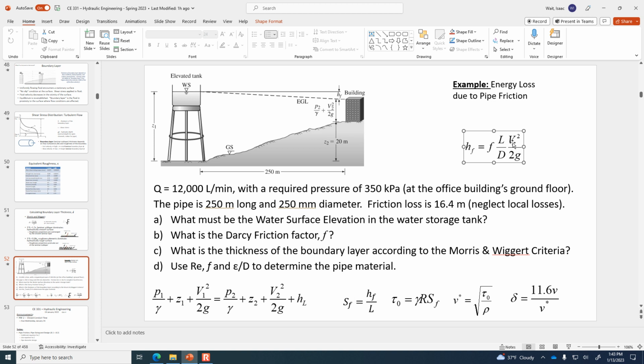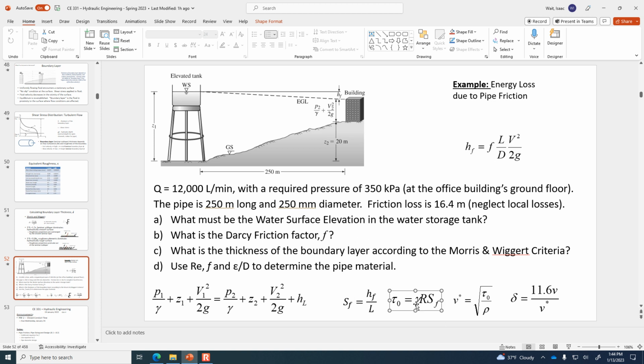squared. Okay, so 16.4 meters times 0.25 meters is the diameter, 2 times g, 9.81 meters per second squared, divided by the length of the pipe here, 250-foot run from the tank to the building, and then the velocity squared, 4.074 meters per second squared. So if you put that in and solve for F, I think what you'll get is 0.0194.